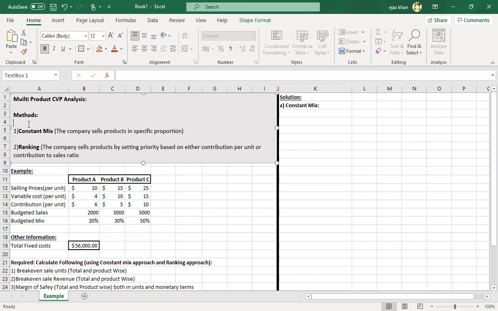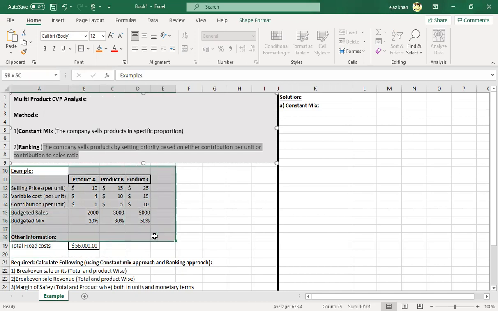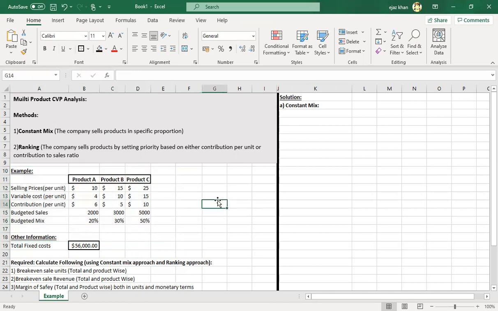Depending upon whether the company sells the products in a constant mix or it sells the product by setting up priority based on contribution per unit or contribution to sales ratio. What are these two methods? For that, we need to go through this example and it will be more clear once we solve this question.